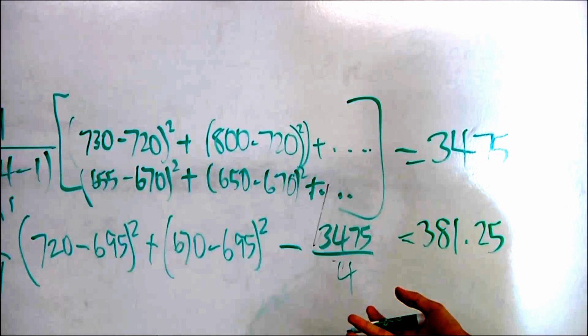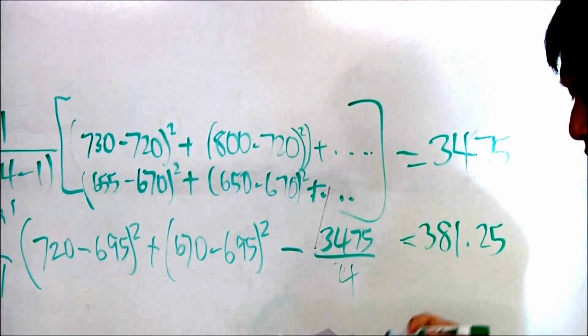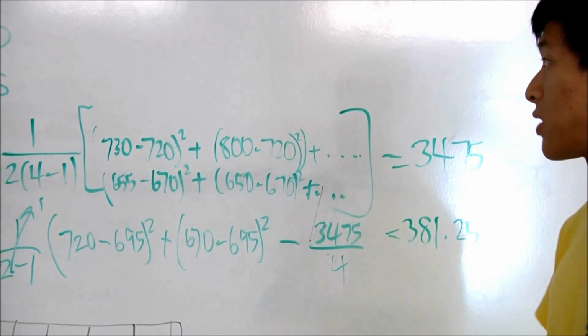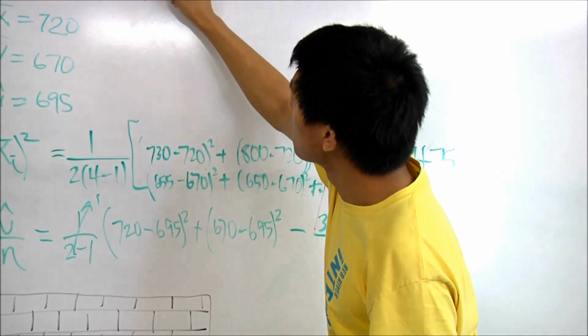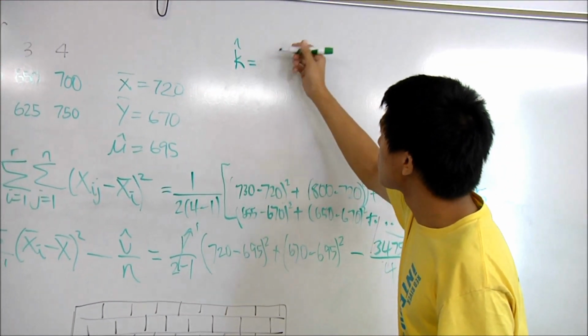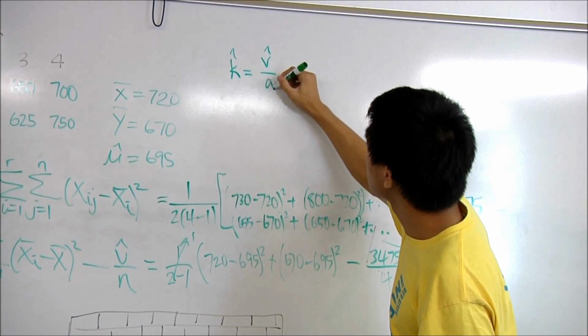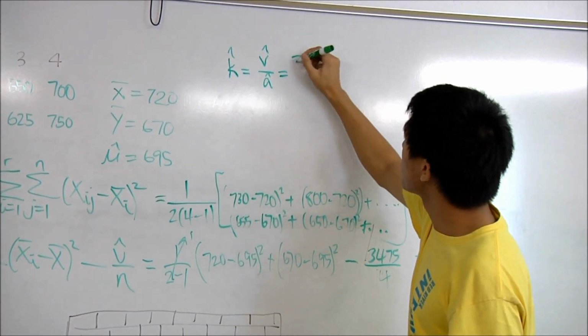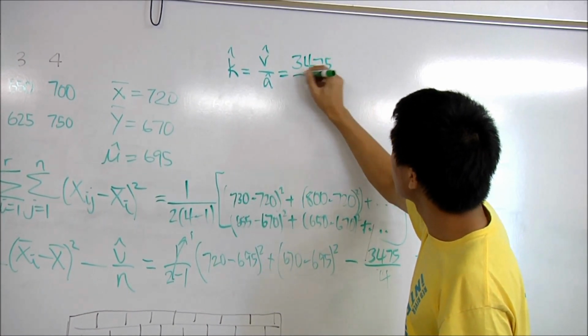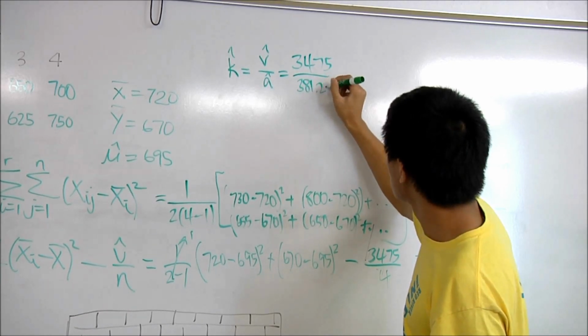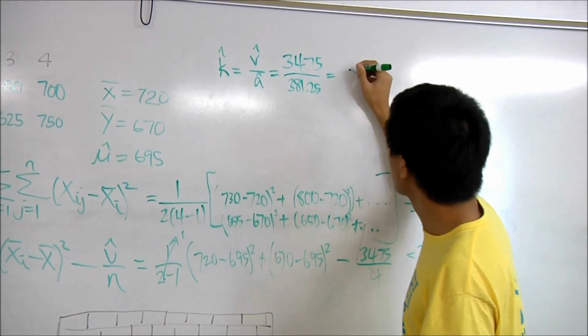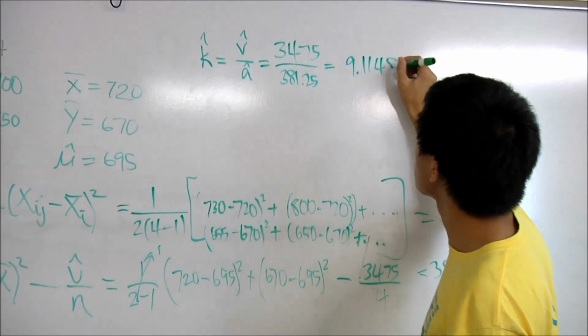And then the next step is to make your estimated credibility factor. The way you do that is you go through k hat, which is v hat over a hat. You just have the numbers right there, 3,475 divided by 381.25, and that gives you a value of 9.1148 approximately.